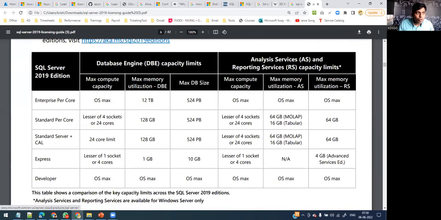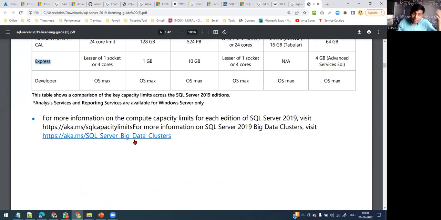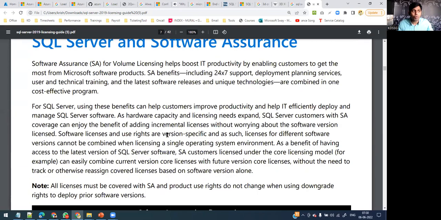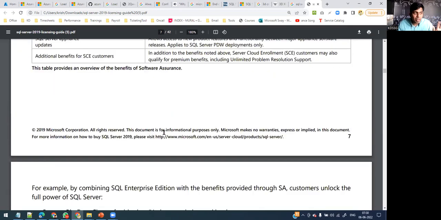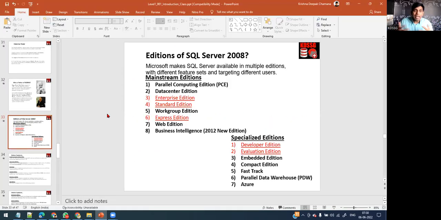Of course, you also have developer edition. I told you, right? And then we also have Express edition. We also have evaluation edition. So we have this many editions in SQL Server. Depending on how much performance you want, depending on how much cost you can bear, you can go with the respective editions. That's all. Any questions anybody has can ask, else the class is officially done for the day.